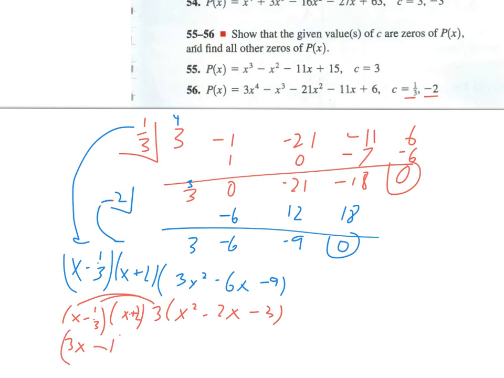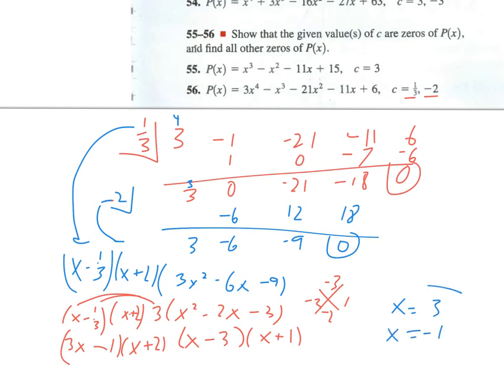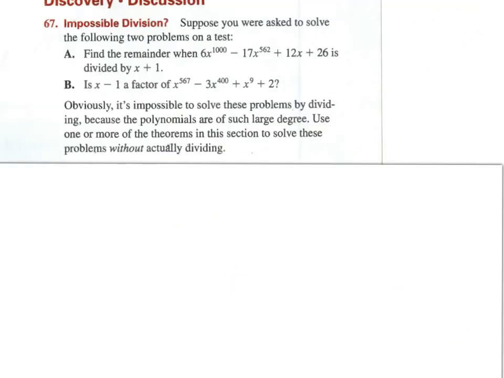So that becomes 3x minus 1 times x plus 2. And then this one right here, I can just regular factor negative 3, negative 2 would be negative 3 and positive 1. So x minus 3, and then x plus 1. So while they already told me 2 zeros, I would say the other 2 zeros are 3 and negative 1.